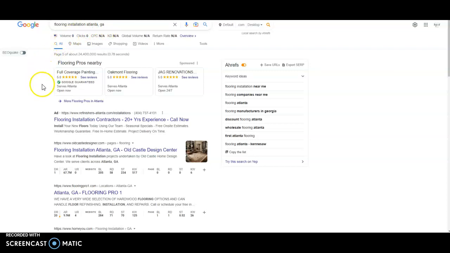So the first thing that comes up are these local ads, these Google Guarantee local ads. And these are really great. They have a high conversion rate of 40 to 60%. And below that, we have ads. And 5 to 10% of people will choose one of these ads to go on for their services.